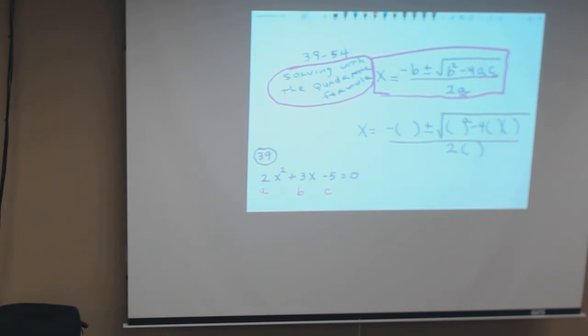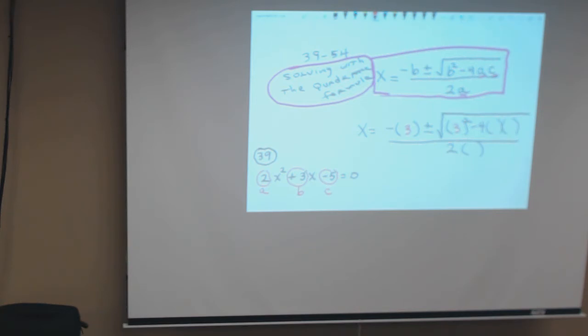So for problem 39, A is 2, B is 3, and C is -5. Okay, tell me what goes in the first space here. 2, 3, or -5? 3. Everybody see that it's 3? Because it's B. Negative B plus or minus the square root of what goes here? 2, 3, or -5? 3 again. Why? Because that's the formula.